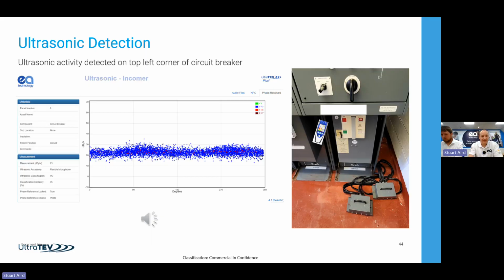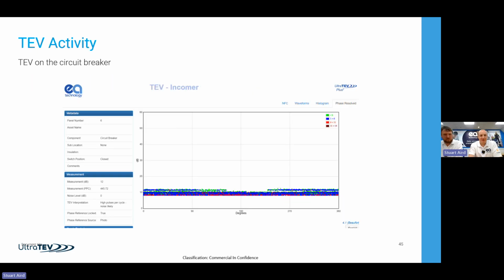So I'll just play the sound for that as well. Quite a loud one. It'll have woken you all up anyway, if nothing else. And we can clearly hear the partial discharge activity.